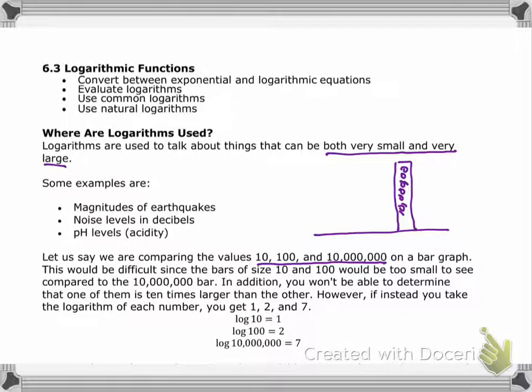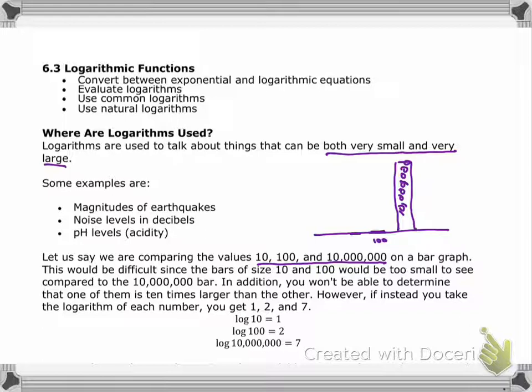Now, I got a question for you. In comparison to 10 million, how high would my 100 bar be? That high? That'd be the 100. How high would the 10 one be? Oh my goodness. I don't think we would even see it. So it'd be difficult to compare those. The 10 and 100 will be way too small compared to that 10 million. Plus, 100 is 10 times the size of 10, and we would not be able to tell that at all.